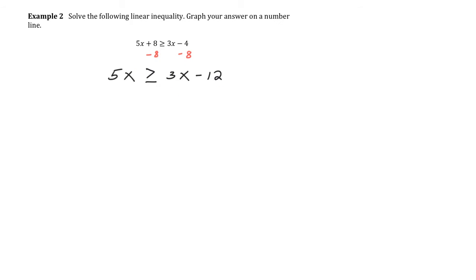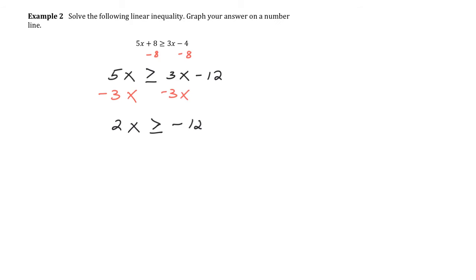So continuing in this way, okay, let's move the x's to the left side. So I'm going to subtract 3x from both sides. Now if I do that, on the left I get 2x. On the right, I just get -12, and it still is greater than or equal to. So for the same reasoning, this was greater than or equal to this, I decreased both sides by the same amount, so greater than still holds true.